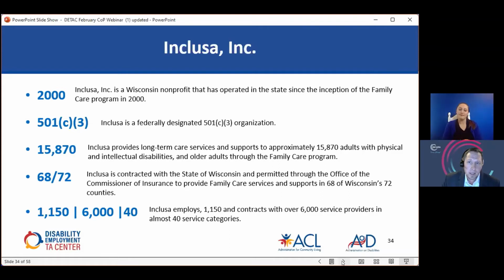And we currently have just right around 1,150 colleagues across the organization. A majority of those individuals are either registered nurses or social workers. We contract with over 6,000 service providers providing almost 40 services across the family care benefit.